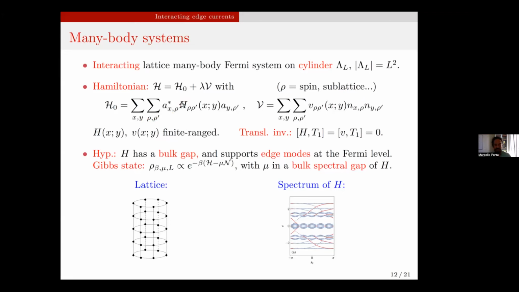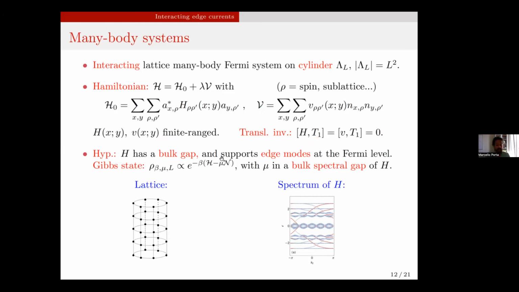So this Hamiltonian H and V, they're both short-ranged. I will not specify their explicit form, but I will assume that they're both translation invariant. So the full many-body Hamiltonian commutes with translations in the direction of the periodic boundary condition, so that also for the single particles, I can introduce a notion of quasi-momentum on the circle.